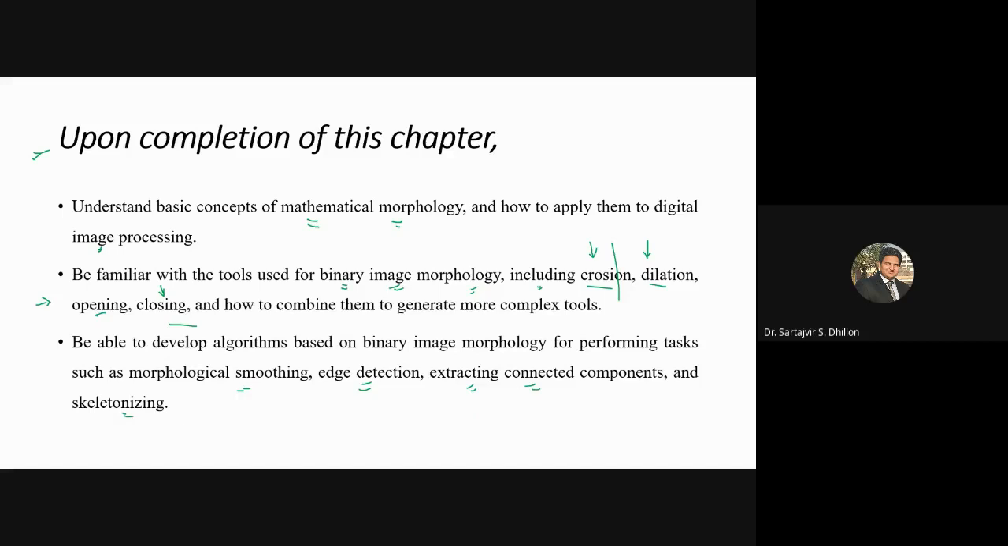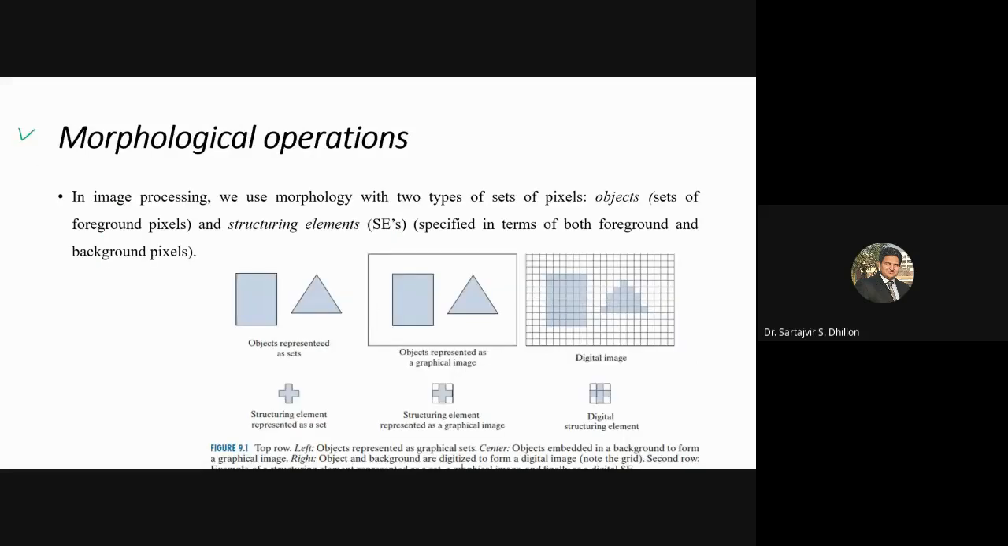We will discuss all the examples in this chapter, which will hopefully be covered by the end of this week. Let us begin with the morphological operation. We use morphology for two types of sets of pixels. The first one is the object, and the other one is a structuring element, also referred to as SE.